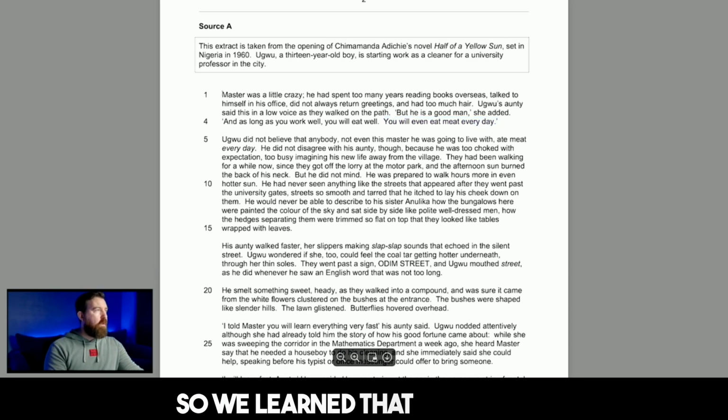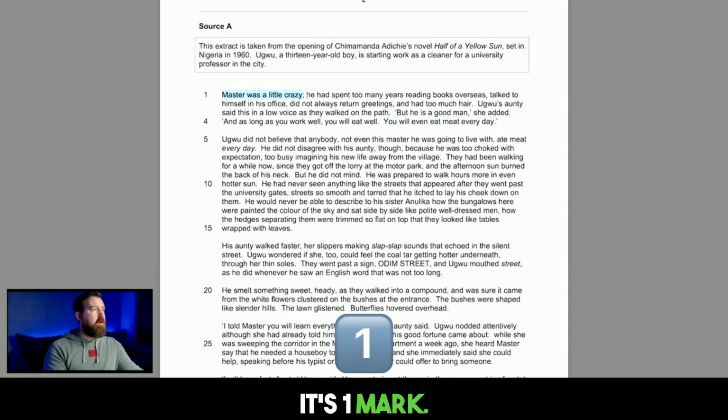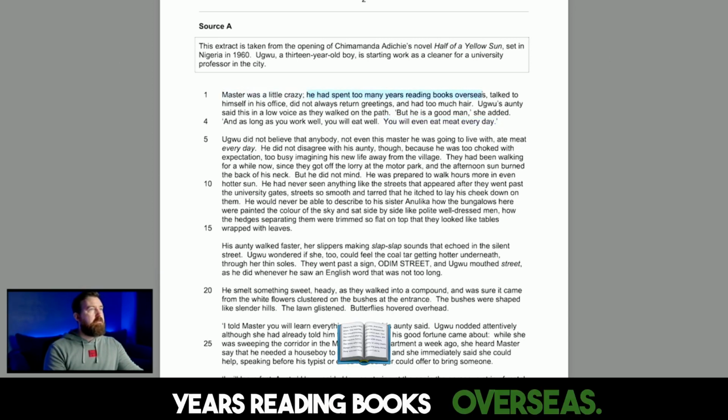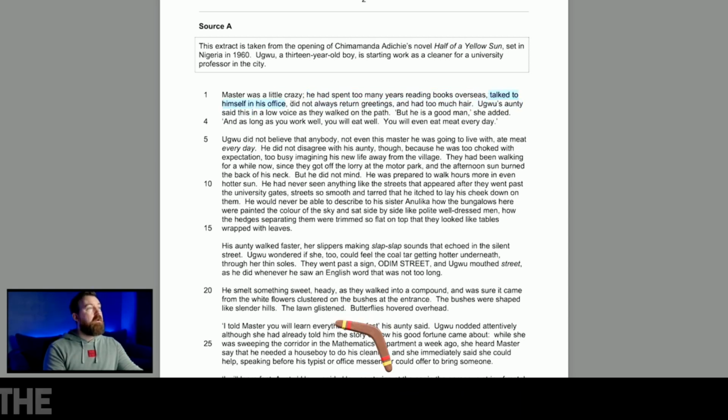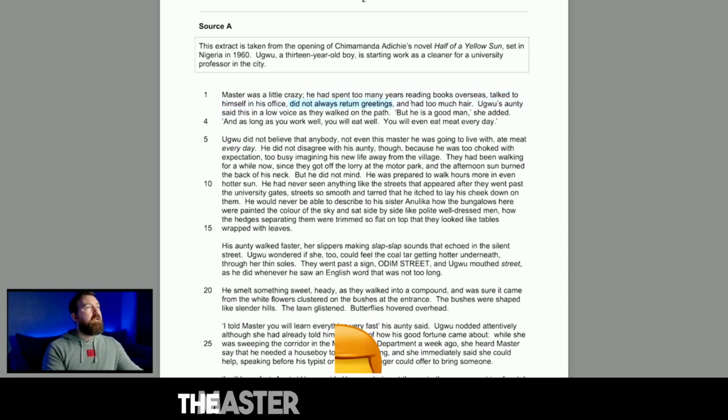So, we learned that the master was a little crazy, just 1 mark. The master spent too many years reading books overseas. The master talked to himself in his office. The master did not always return greetings. The master had too much hair, and Ugwu's auntie believes the master is a good man. The master was a little crazy.